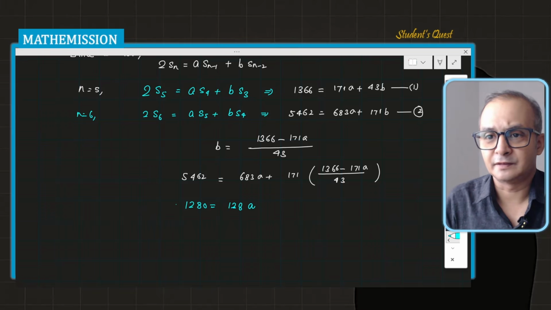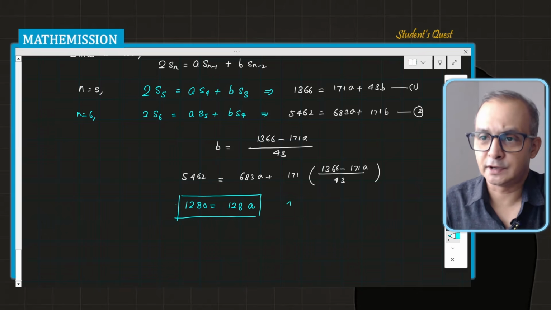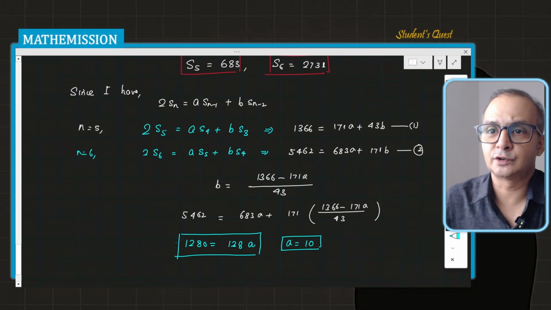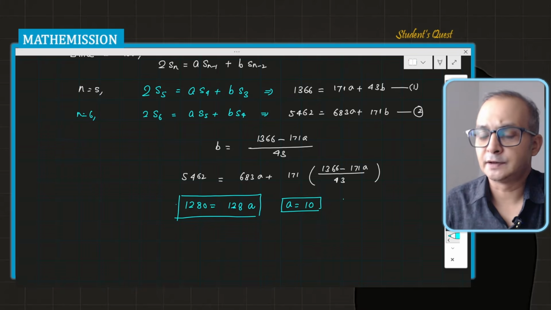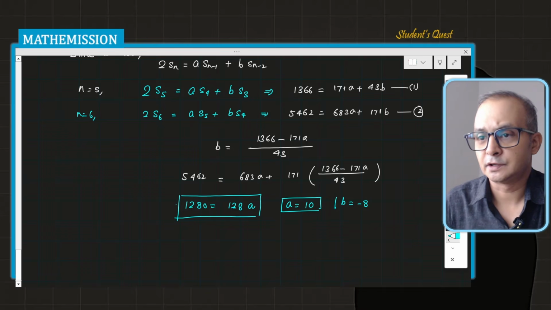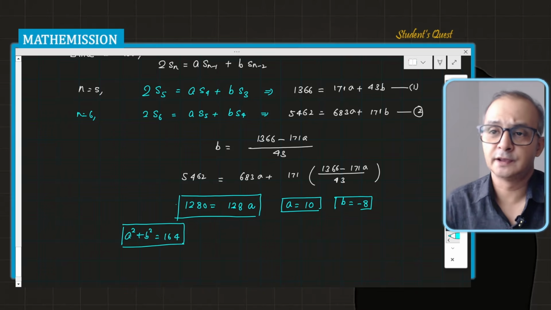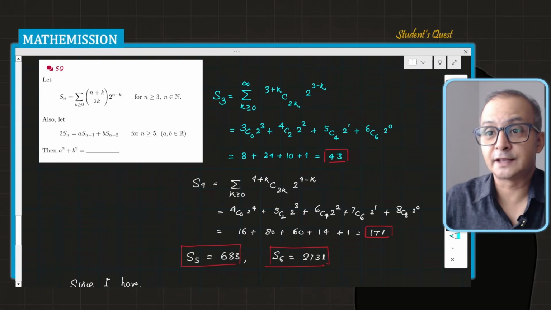It's a very difficult calculation, and I don't suggest doing it. I will give another method. So that is going to be 10 here. So A is 10, and once you substitute A is equal to 10 in the first or second equation, I will get B is equal to minus 8. And so A squared plus B squared is equal to 164. This is one of the ways we can do it, just following everything legally.